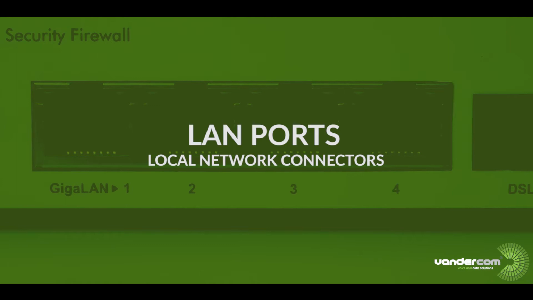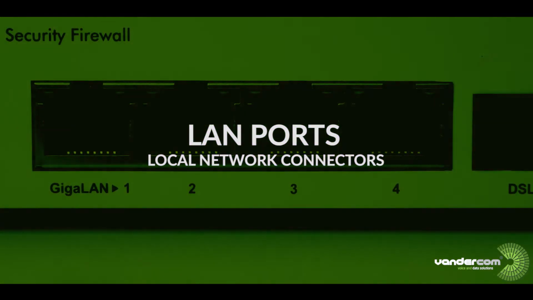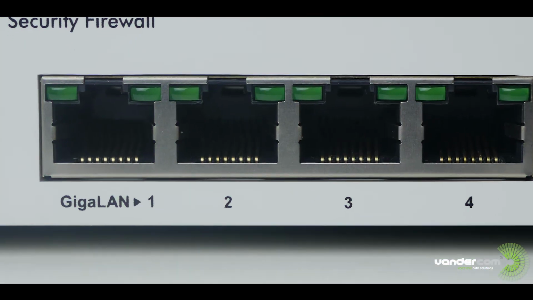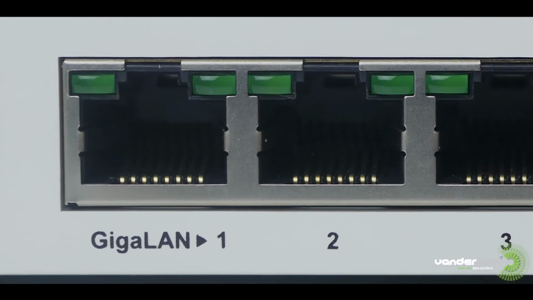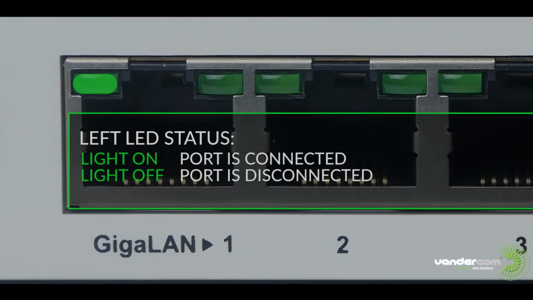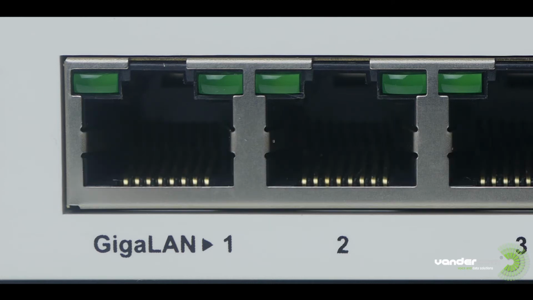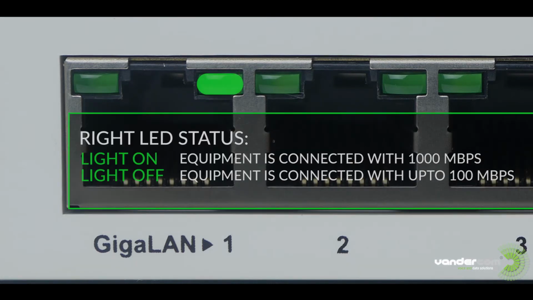GigaLAN, local network connectors. The left LED, if this is on, the port is connected. If it is off, the port is disconnected. The right LED, if it is on, equipment connected with 1000 megabits. If it is off, equipment connected with up to 100 megabits.